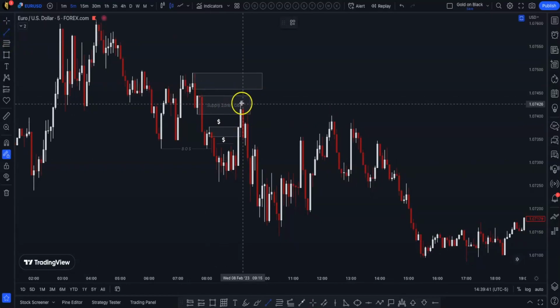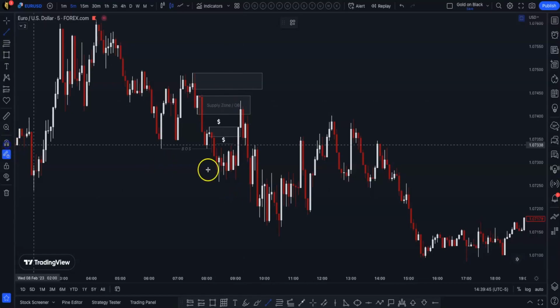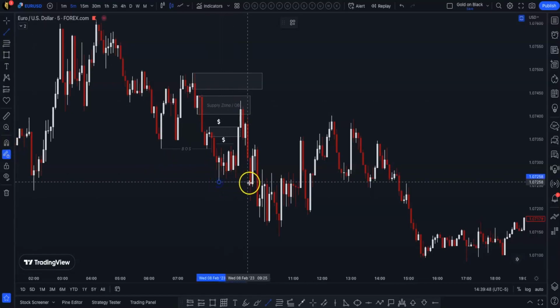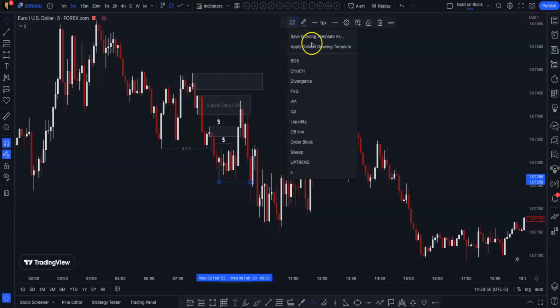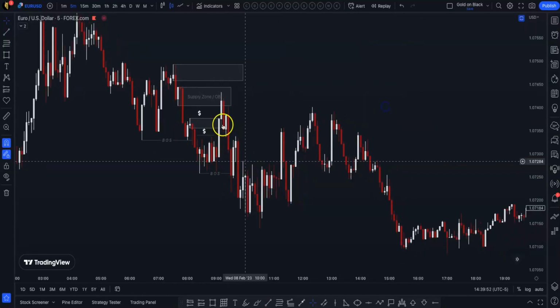What do we see after the market mitigated the zone? We had a very strong break right here, with the body of the candle actually closing below. That's my confirmed BOS, right? We do have another break of structure. Now pay attention again here.